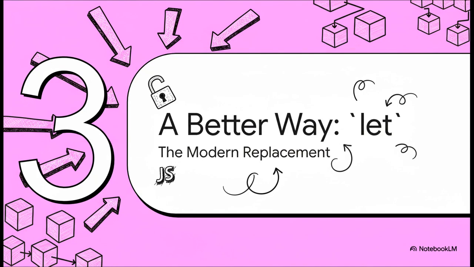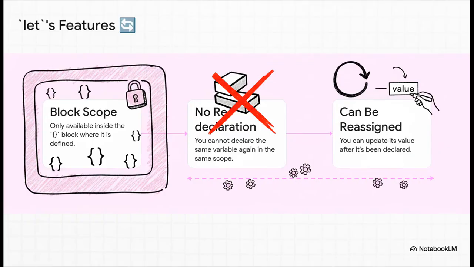So, to fix these exact issues, a big update to JavaScript back in 2015 gave us two new keywords. The first one we're going to look at is let, and it was designed from the ground up to be a much safer replacement for var. Let gives us something called block scope, and all that means is the variable is basically trapped inside the nearest pair of curly braces, whether that's an if statement or a for loop. It also, thankfully, stops you from accidentally declaring the same variable twice, which is a huge win, but you can still update or reassign its value later on if you need to.